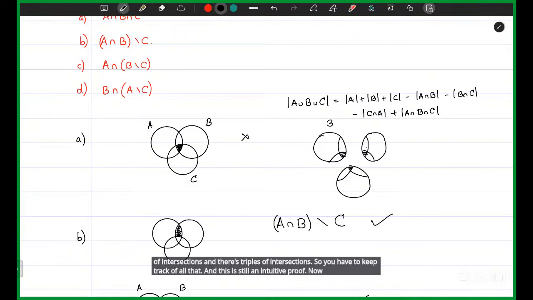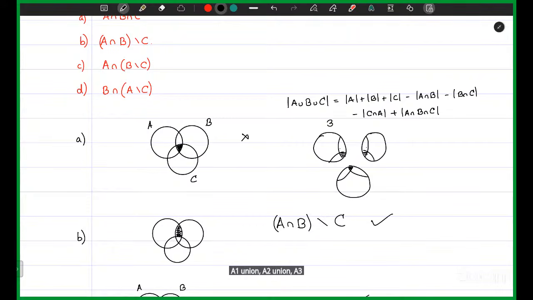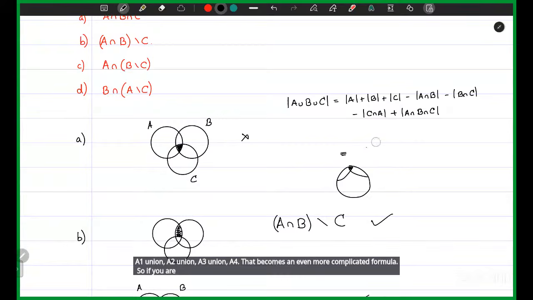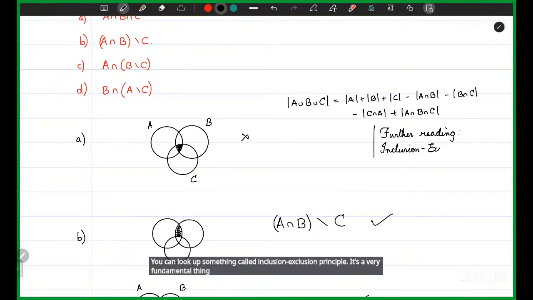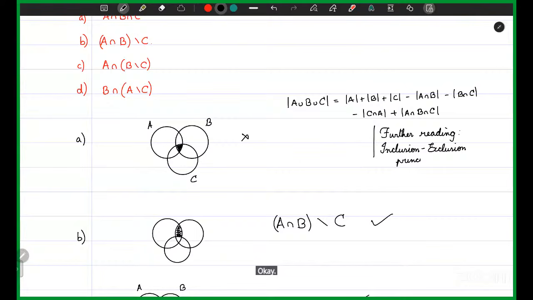Now, what happens in the case of 4 sets? A1 union A2 union A3 union A4. That becomes an even more complicated formula. If you are interested in things like that, this is not for the course, but you can look up something called the inclusion-exclusion principle. It's a very fundamental thing in combinatorics. It's just extra reading if you have the time and the enthusiasm.